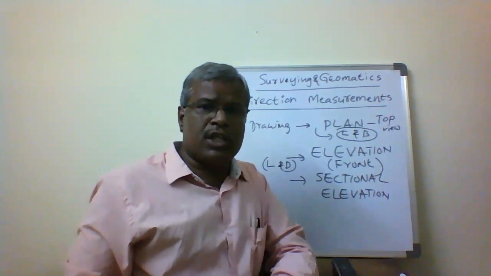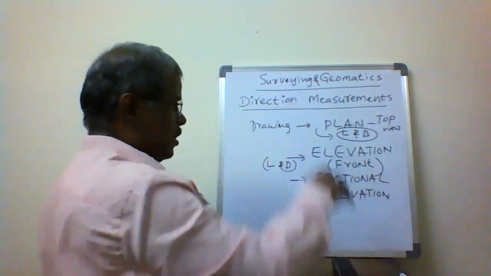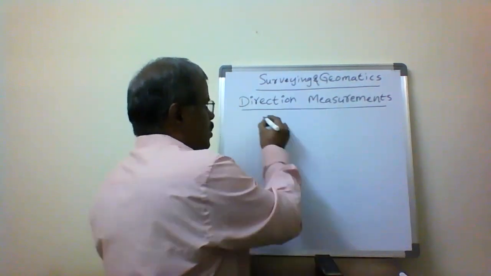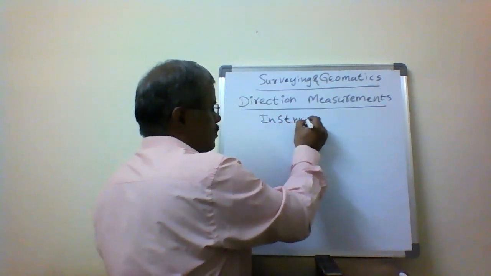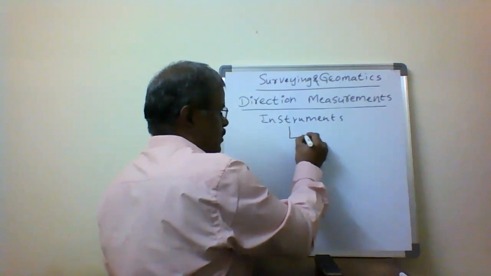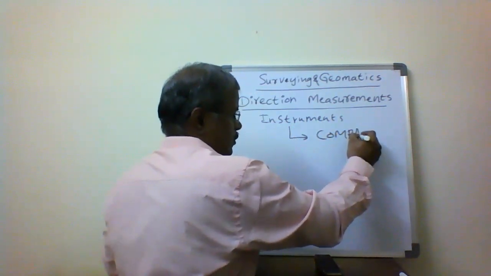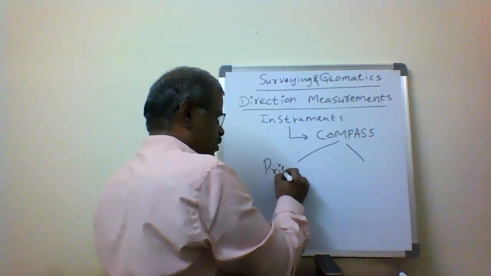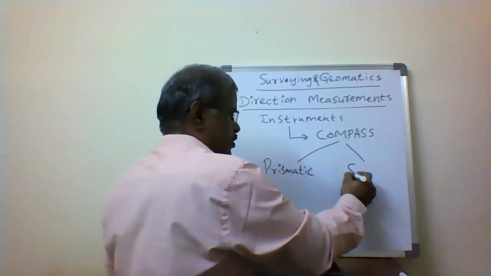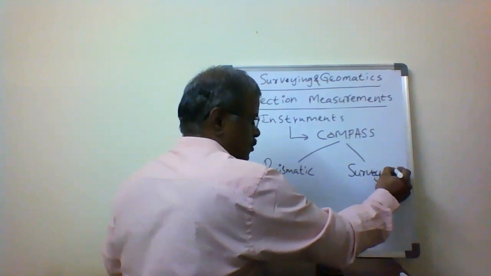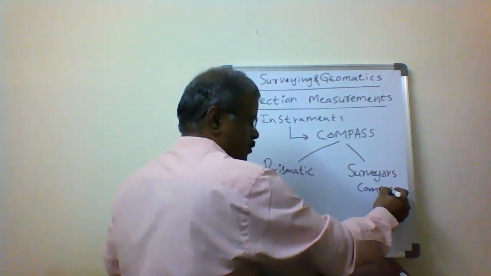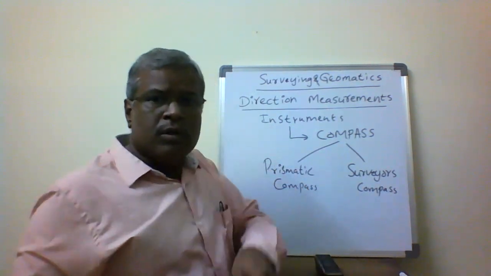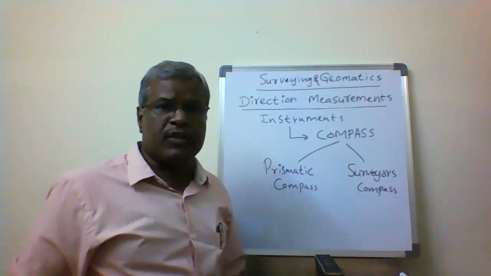So now for this session I am going to be discussing the direction measurements. For the direction measurements, what is the instrument that I am going to be using? It is going to be called a compass. And there are two types of compass: one is the prismatic compass and the other is the surveyor's compass.